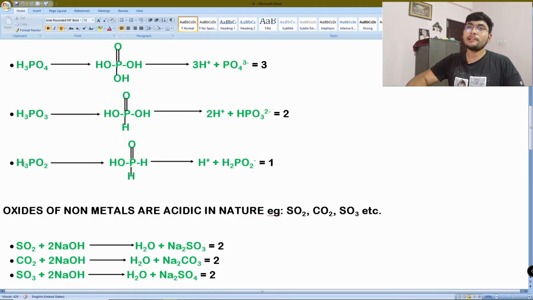Now the next example is H3PO2. Now you see in this structure there is only one hydrogen-oxygen bond. Only one hydrogen is attached to oxygen, the rest 2 are attached to phosphorus directly. So these 2 bonds will not break. The only bond that will break is this H-O bond. So the hydrogen will be liberated and H2PO2 minus will be your anion. So H3PO2 in water will give only 1 H plus ion, so its n factor will be 1.